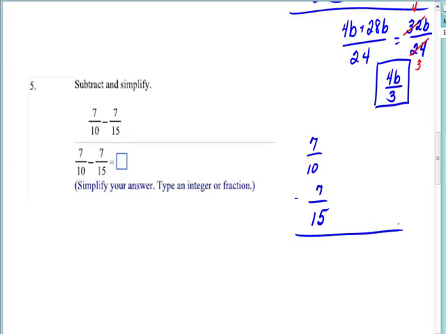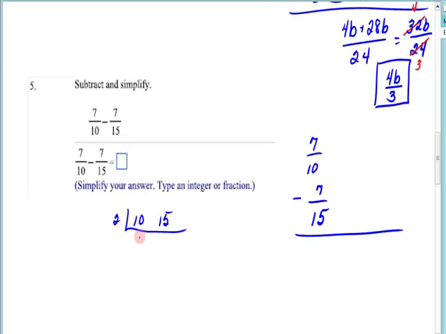Now, this time, we don't have a common denominator, and 15 won't work. So you might brainstorm about multiples of 15, or we could just use our method. I think I'll take an opportunity to use it.